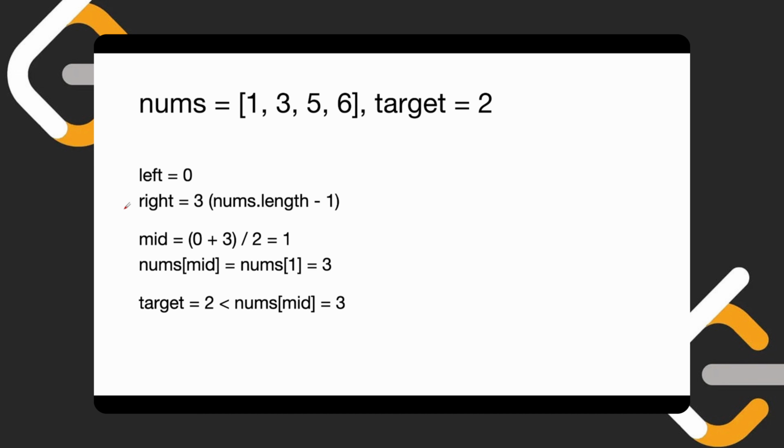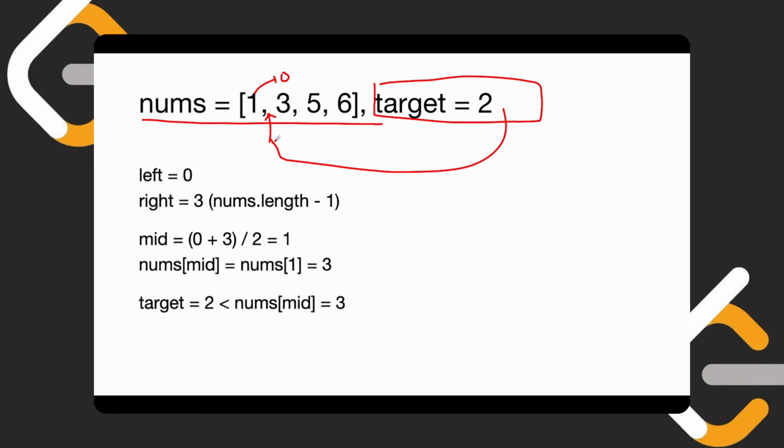So let's take this test case over here. In this test case, we have an array of nums which is 1, 3, 5, 6, and the target value is 2 over here. So where will the 2 be inserted? At index 1, right? So this is the 0th index, and in the first index the 2 will be inserted over here.